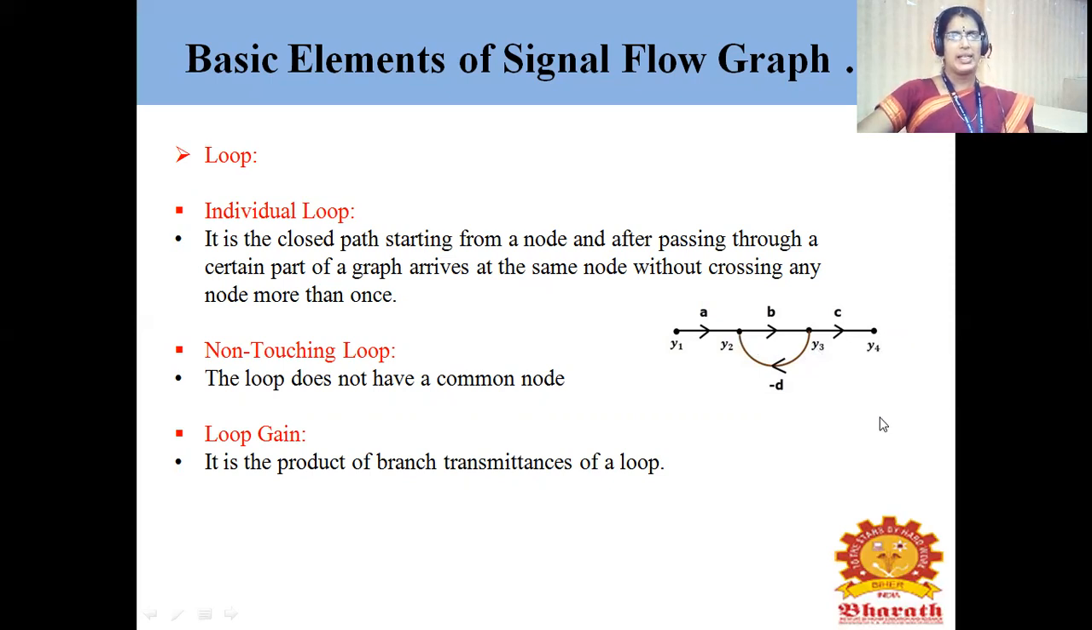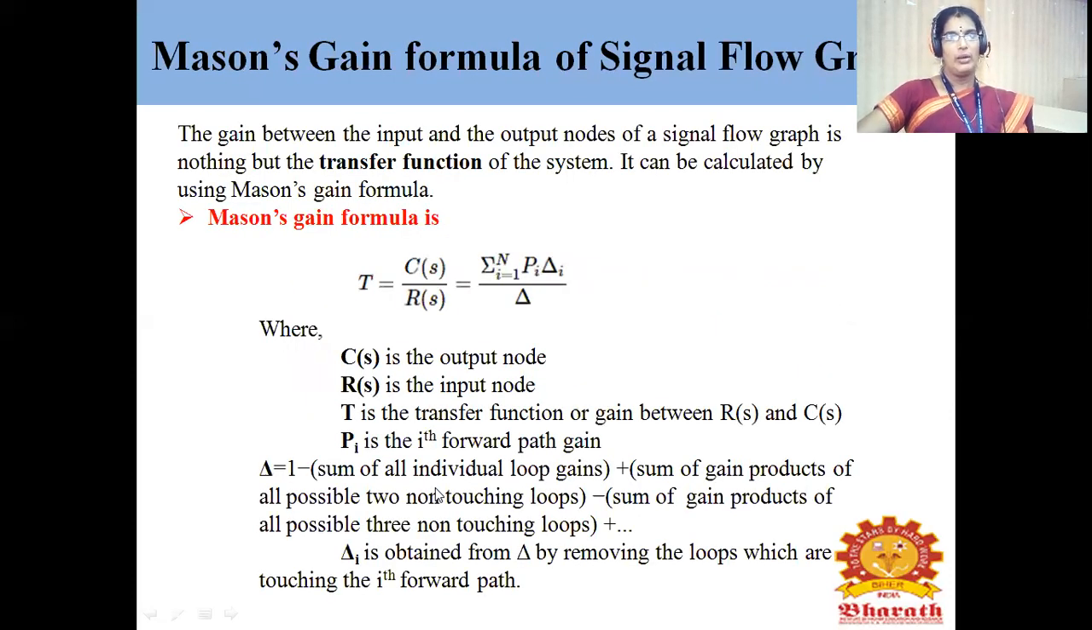Loop gain is nothing but the product of branch transmittances of a loop. So for the first loop, you will be having B into minus D. Similarly, for the second loop, whatever gain they have given, that product will be multiplied. So that is nothing but the loop gain. It is a product of branch transmittances of the loop. So here B into minus D. For example, if I am having here E into minus F, then B into minus D into E into minus F, so you'll be getting BDEF. That will be the loop gain. Okay, so next, we have discussed all the terms related to the signal flow graph.